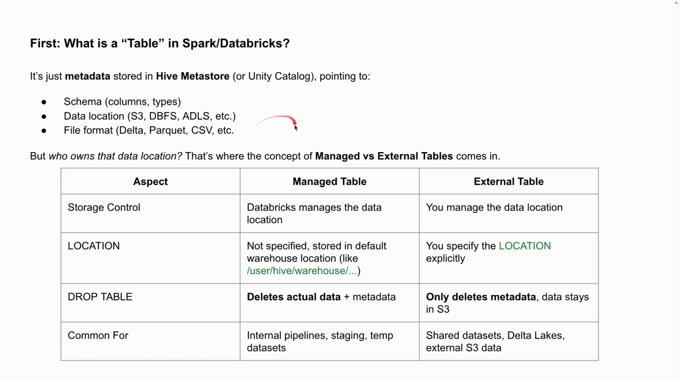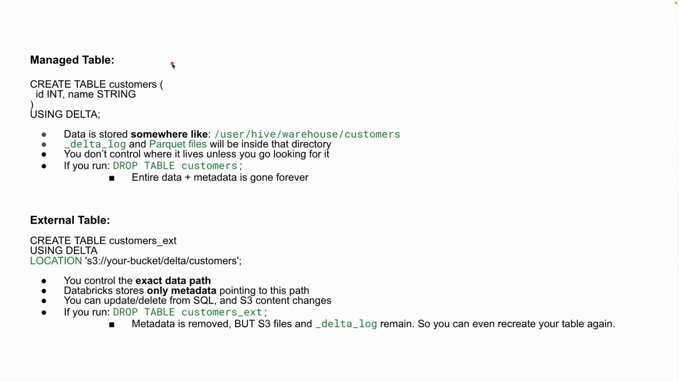Before discussing this slide, let me show you the next slide for an example. So here we have a managed table. In a managed table we are doing create table, defining our columns, and saying using delta. While in an external table we are also defining a location. So here we are controlling the exact data path, right? So we are saying, create my table, but the location where my data is, is here. Databricks stores only metadata pointing to this path.